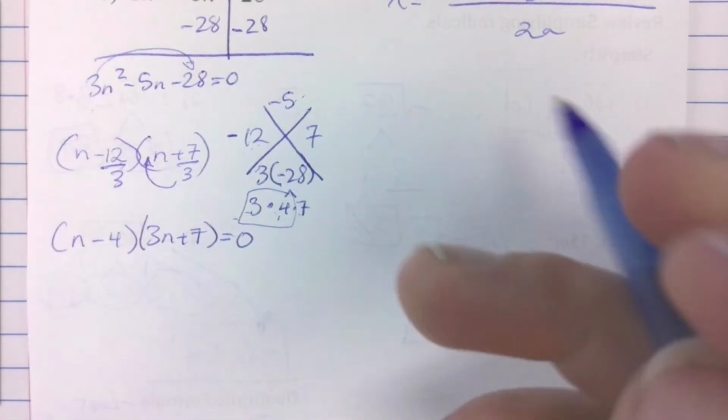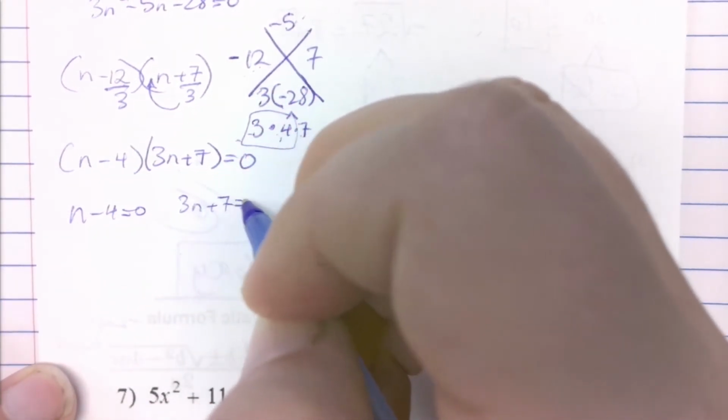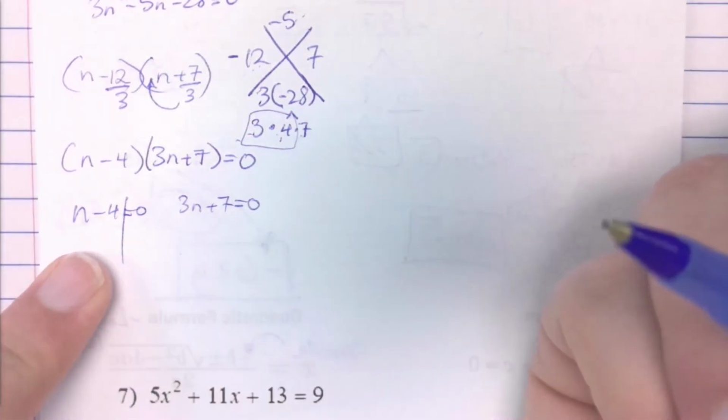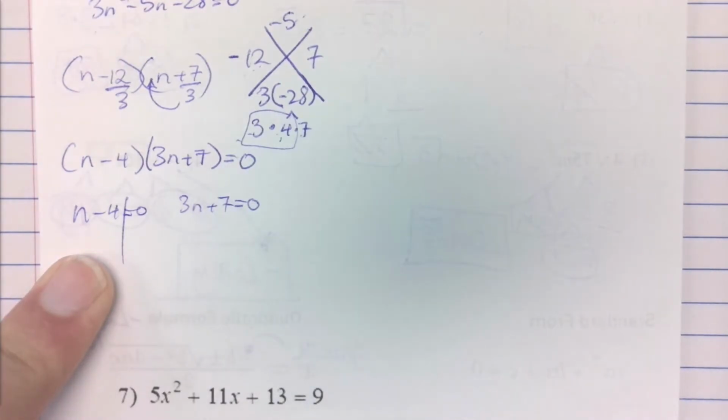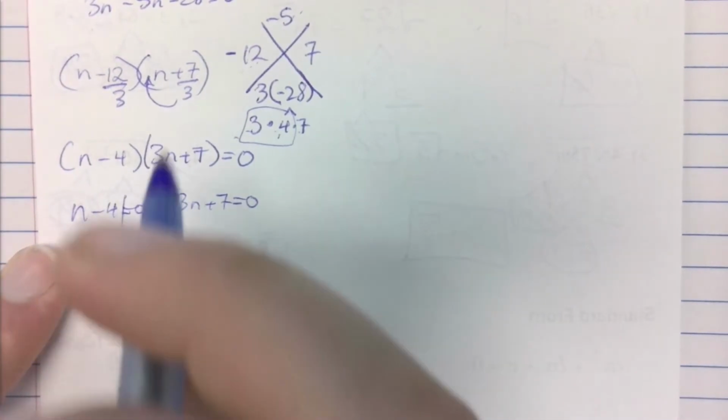N minus 4 equals 0. 3n plus 7 equals 0. How do I get that n by itself? Add, subtract, multiply, or divide. We know it's not divide, so what else? What is it doing right now? Oh, I think it's 3. Adding.